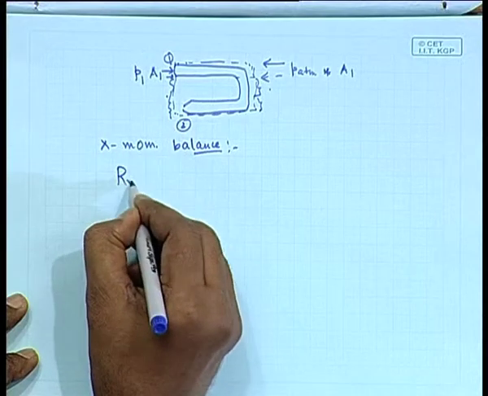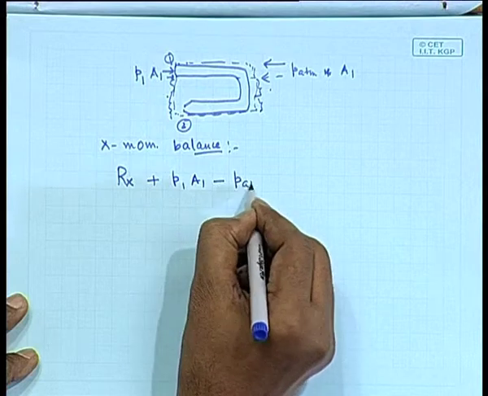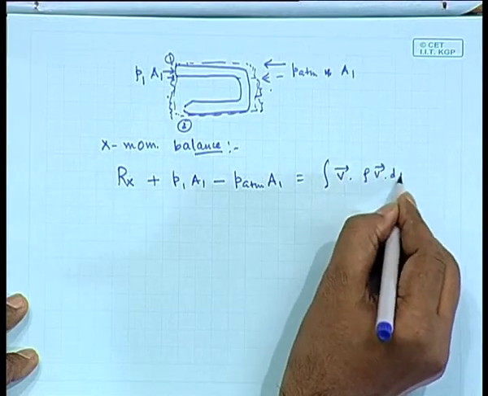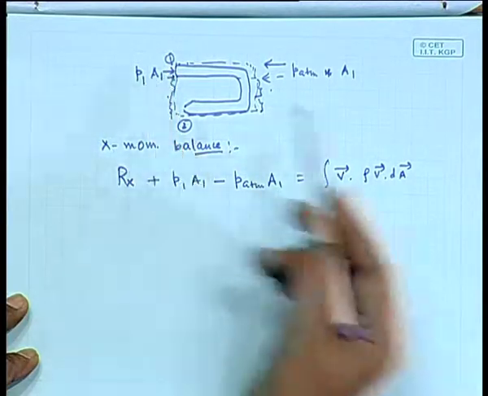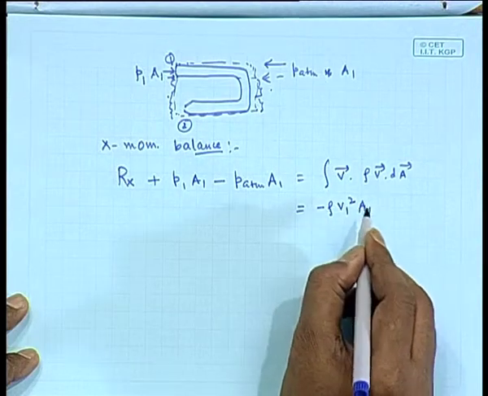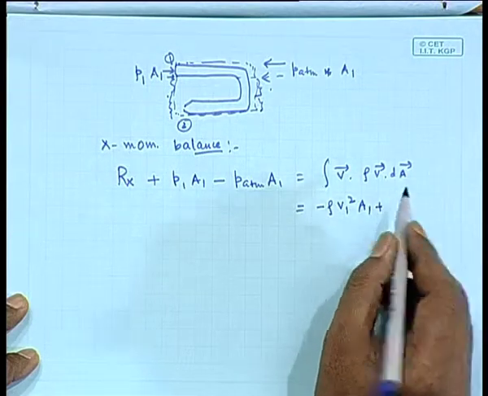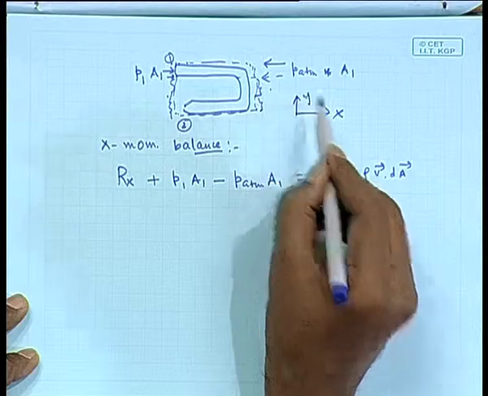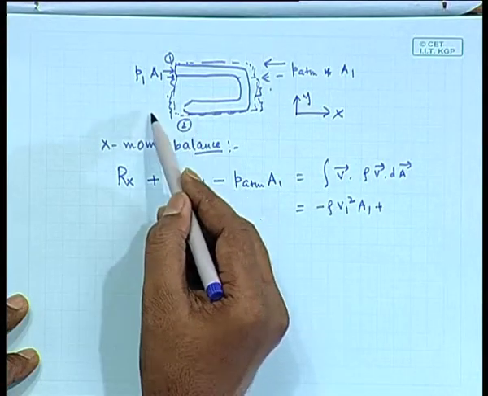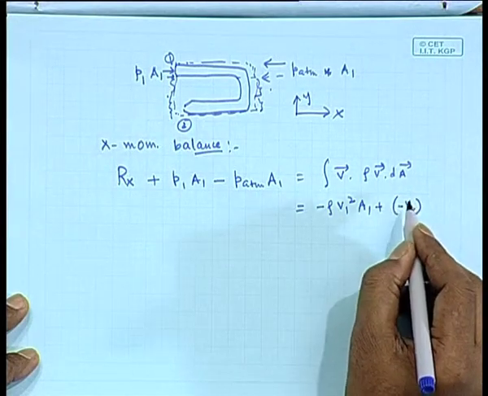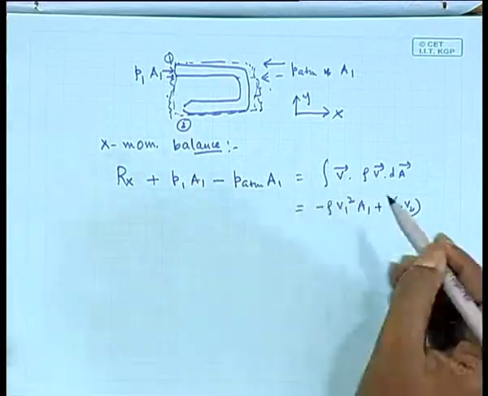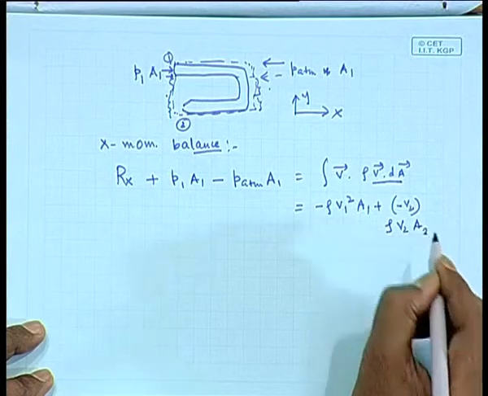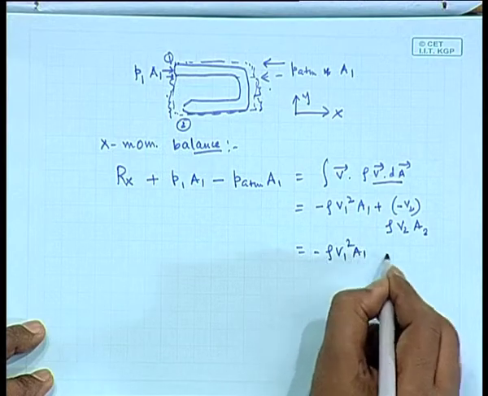Right. So it will be Rx plus P1A1 minus P atmosphere A1 equals the integral of V rho V dot dA. Now at face 1, area normal and velocity are in the opposite direction, so it will be minus rho V1 square A1. At face 2, V2 is issuing out in the negative x direction, because this is positive x and this is positive y. So it will be minus V2, and area normal and velocity will be in the same direction, so the sign of the scalar product will be positive. So rho V2 times A2. So it turns out to be minus rho V1 square A1 plus rho V2 square A2, with a minus sign on V2.